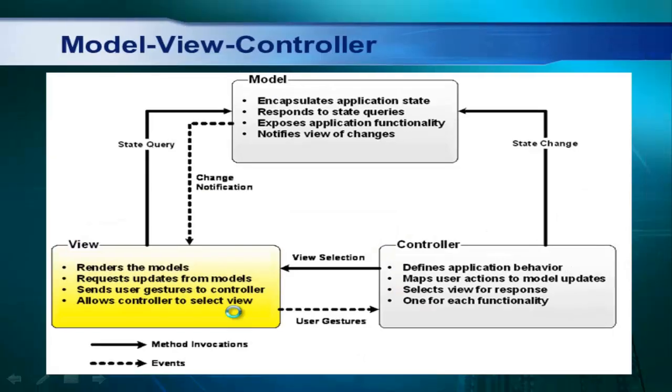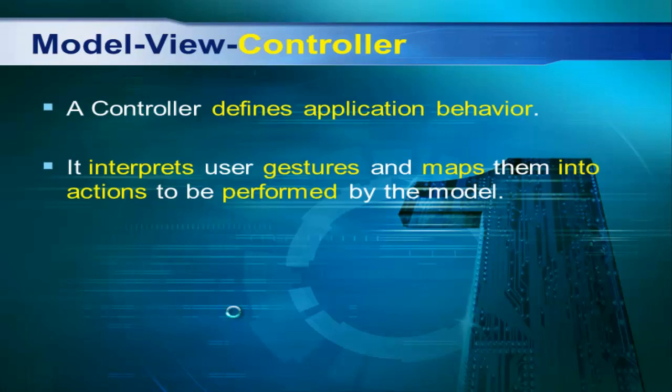Now let's go to the last part, and that is the controller. The controller defines the behavior, how your application will behave. Whenever a view sends a gesture to the controller, it interprets what the user wants to do. Then, based on the gesture or based on the request, it will go to the appropriate method within the model and it will activate those methods.